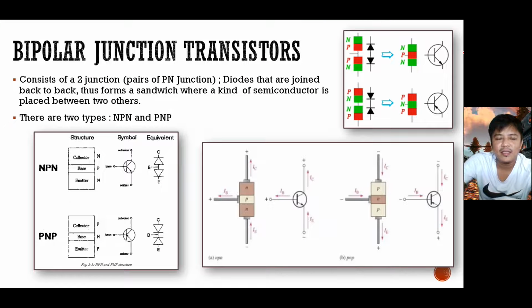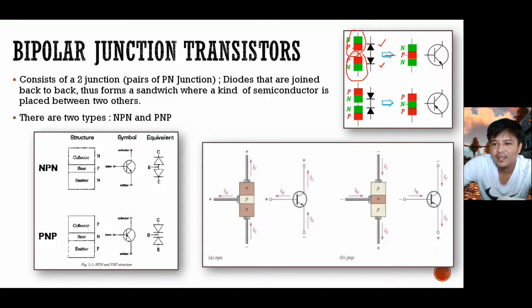Okay, so this is the bipolar junction transistor. Just like I said earlier, it consists of two PN junction pairs, so diodes that are joined back to back and thus form a sandwich where one kind of semiconductor is placed between two others. By image, this is the two pairs of PN junction. So we have here two pairs, and in terms of equivalent circuit, this is what it looks like. So NP and PN.